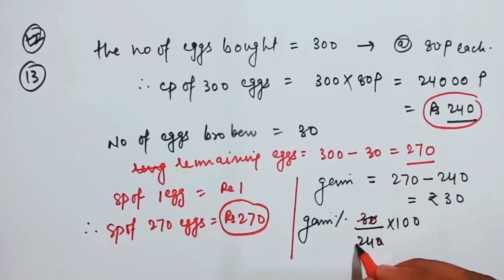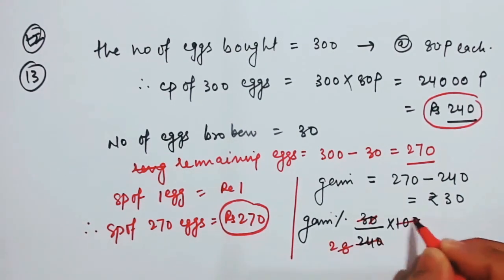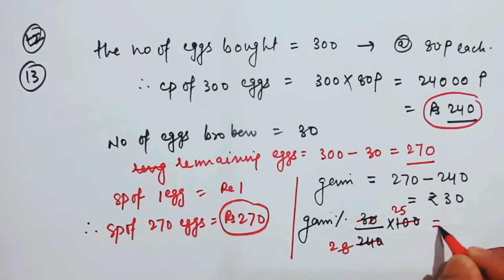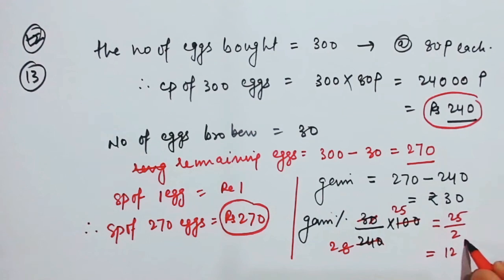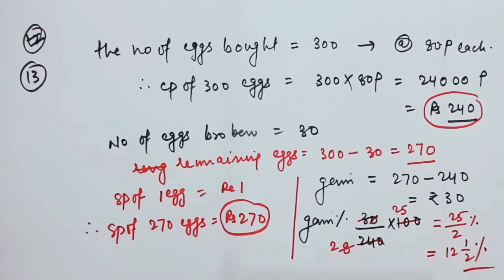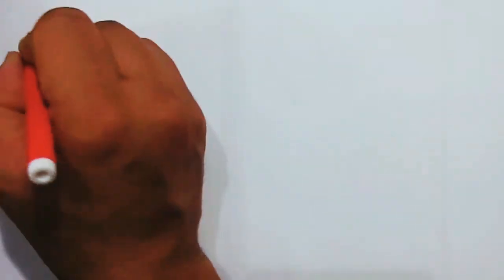3 how many times? 3 8s are 24, and then 4 2 times, 4 25 times, 25 by 2. So 25 by 2 will give you how much? You calculate it. 12 1 by 2 percentage. This also in percentage. 12 1 by 2%. 12.5% का profit कमा लिया. क्या बात है. Come to number 14.